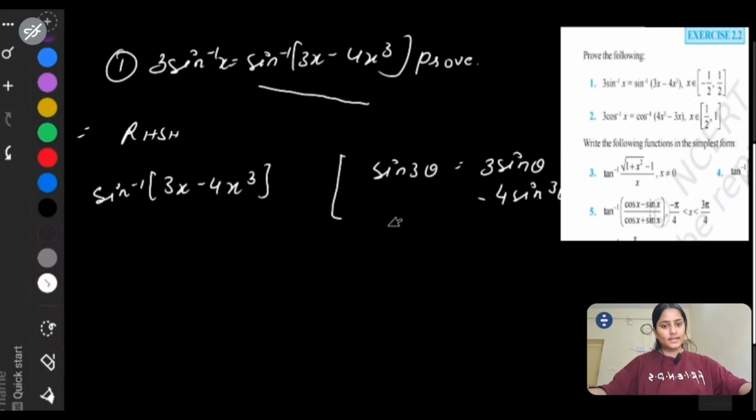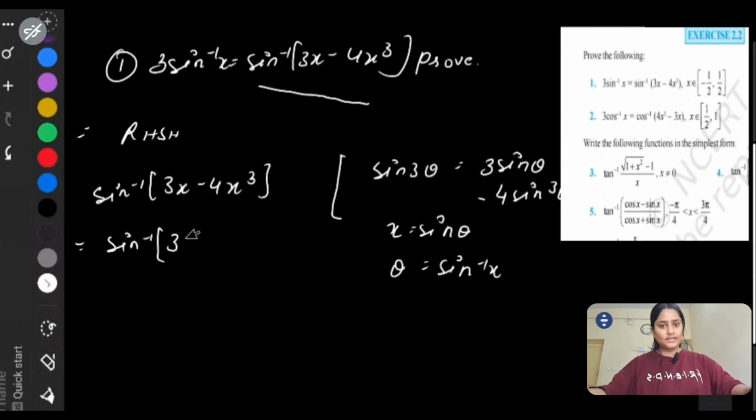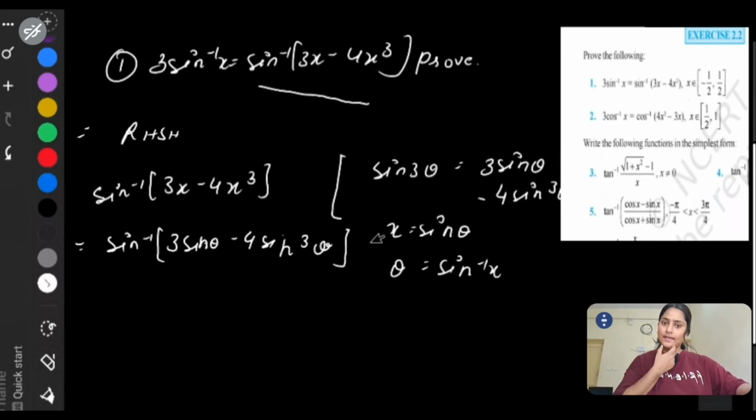So can I write it as x is equal to sine theta and theta is equal to sine inverse of x, right? So we'll put the value of x in this bracket. So in the next step, we'll put sine inverse of 3 sine theta minus 4 sine cube theta. And now we can see that this formula exactly looks like what I have written here, right?